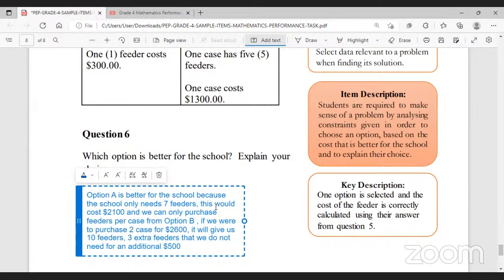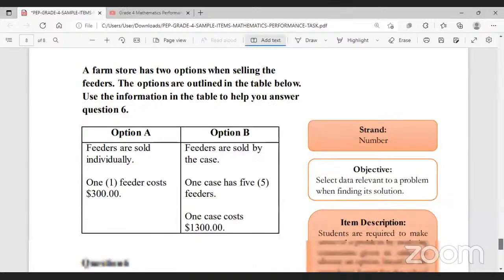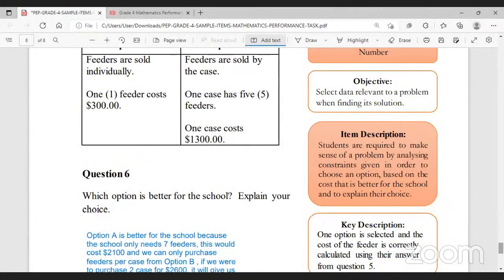But that's very clear now. So we can just read over our answer. Option A is better for the school because the school only needs 7 feeders. This would cost $2,100, and we can only purchase feeders per case from option B. If we were to purchase 2 cases for $2,600, it will give us 10 feeders, 3 extra feeders that we do not need for an additional $500. I think that really clearly states why we chose option A and why it is a better option. So there we go. That's the end of our performance task.